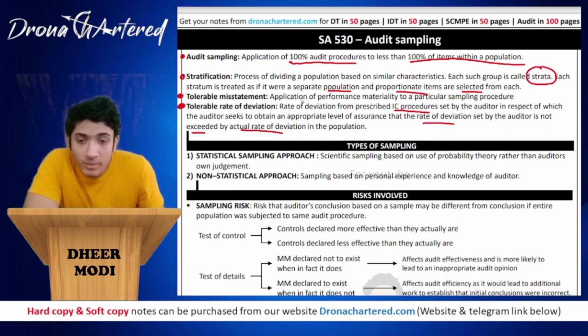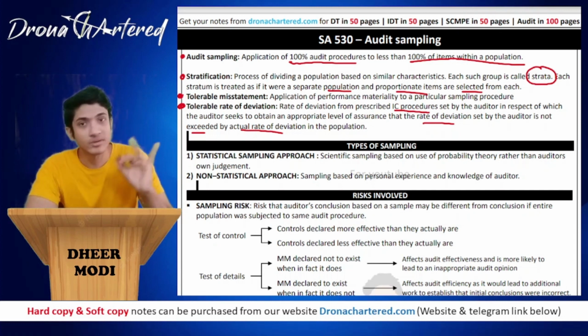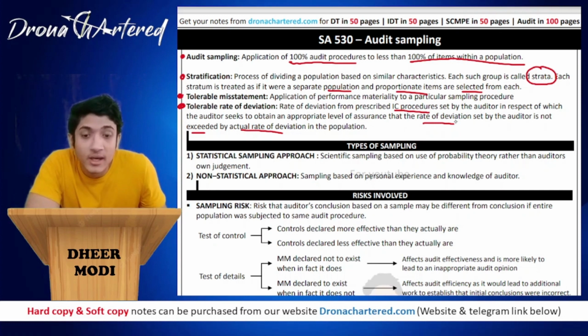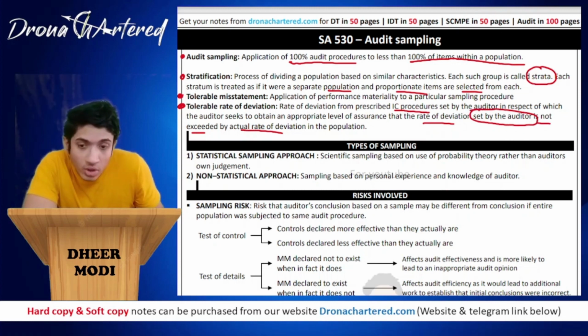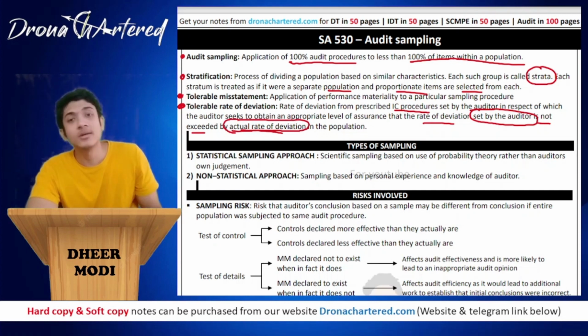So tolerable rate of deviation, let's read it slowly. Tolerable rate of deviation is the rate of deviation from prescribed internal control procedure set by the auditor, in respect of which the auditor seeks to obtain an appropriate level of assurance. Till here it is all okay. That rate of deviation set by the auditor should not be exceeded by the actual rate of deviation. That is, your actual rate of deviation should not be more than the rate of deviation set by the auditor.